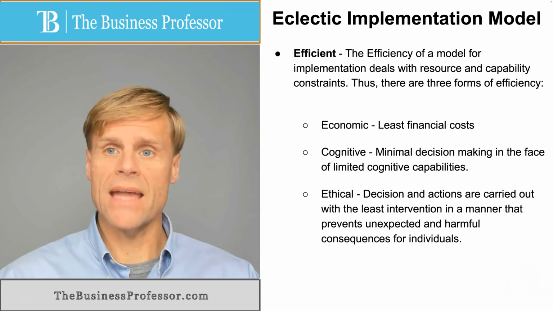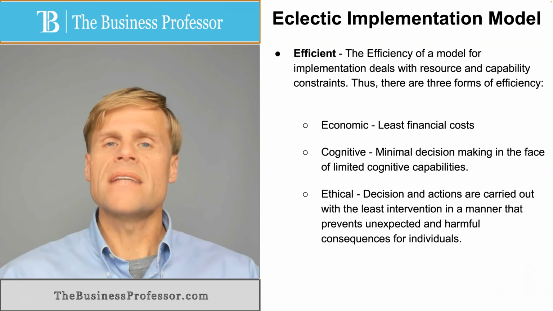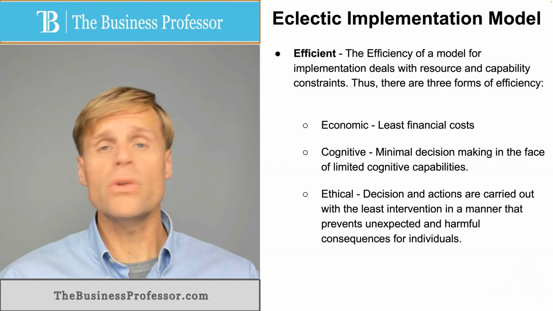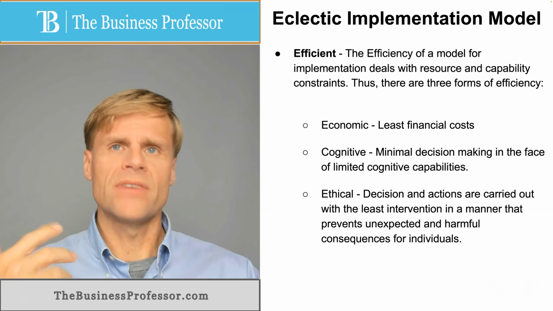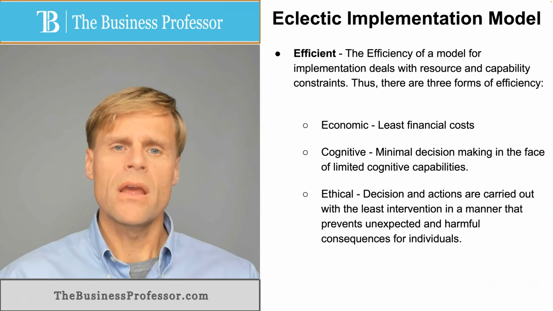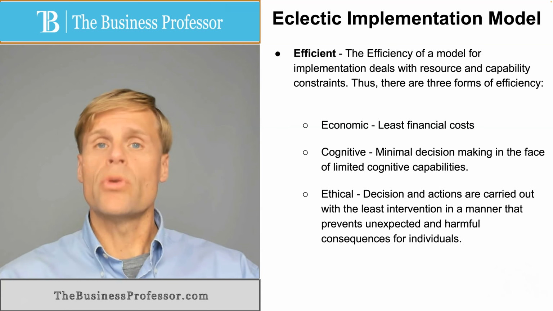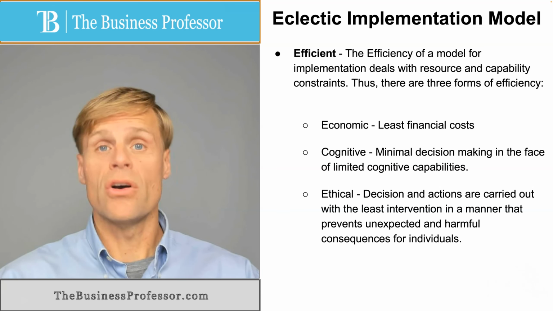And then ethicality. The model should be implemented in a way that doesn't have any unexpected or harmful consequences for individuals or for the organization itself. And if these elements, the economic, cognitive, and ethical efficiency, are present along with the other variables, these factors have to be balanced, promoted, and made certain they're present during the implementation stage of any strategy.